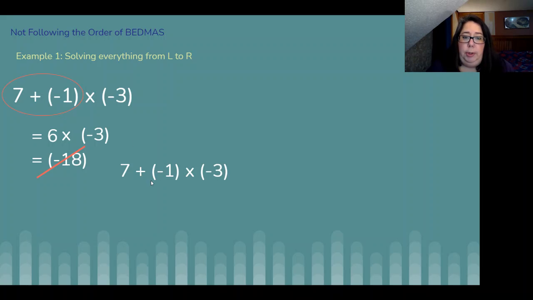To do this properly, if you look at BEDMAS, the word multiplication comes before addition. So they should be solving the multiplication first. And then recording 7 plus, -1 times -3 is +3, so it would be 7 plus 3, which equals 10, and there's your correct answer.